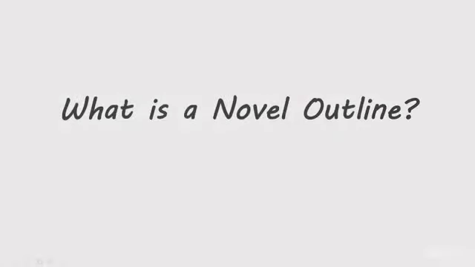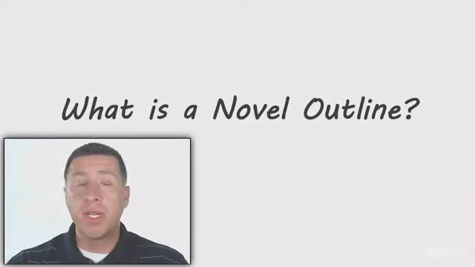What is a novel outline? Moving on. So what is a novel outline? A novel outline is a sketch of the major events in your novel.